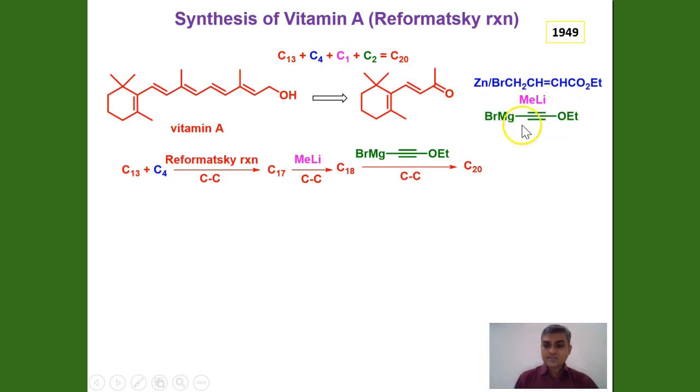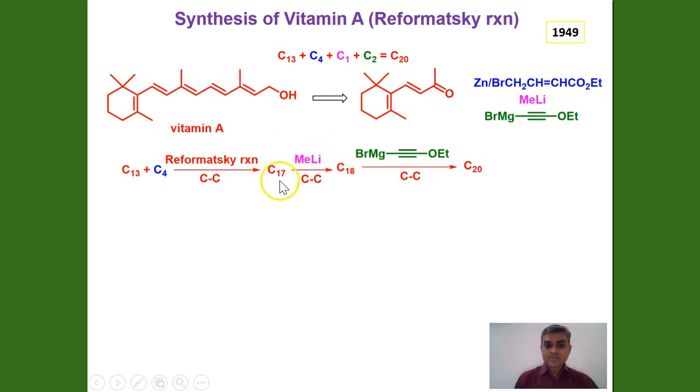It is a very unique synthesis where there is a demonstration of organozinc compounds, organolithium compounds, and organomagnesium compounds for the synthesis of vitamin A. So here beta-ionone is treated with a Reformatsky reagent. The Reformatsky reagent offers 4 carbon atoms. We get a 17-carbon intermediate.